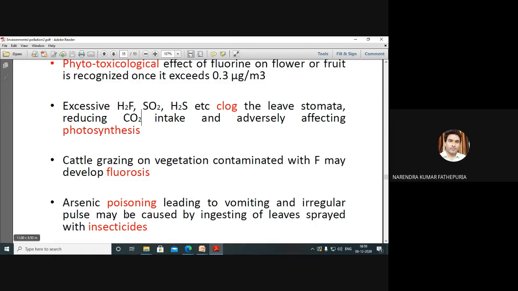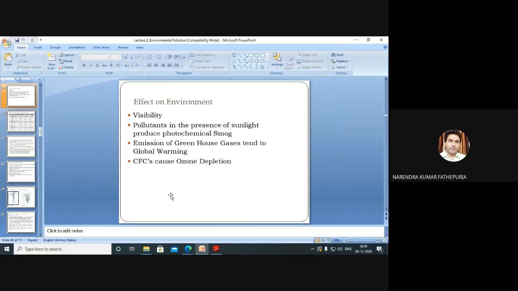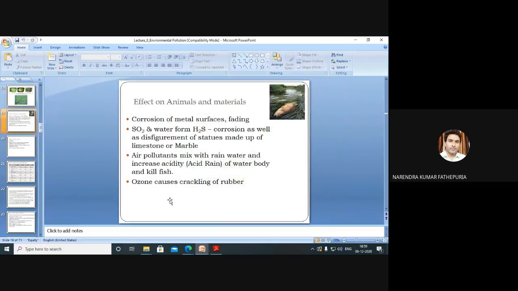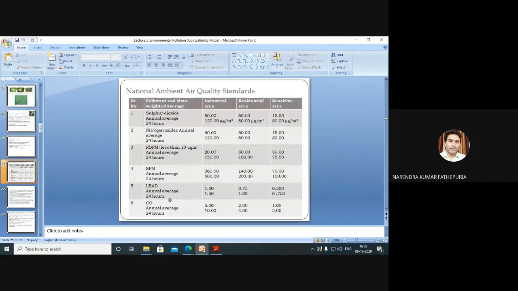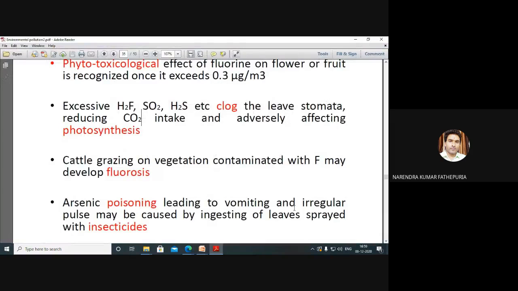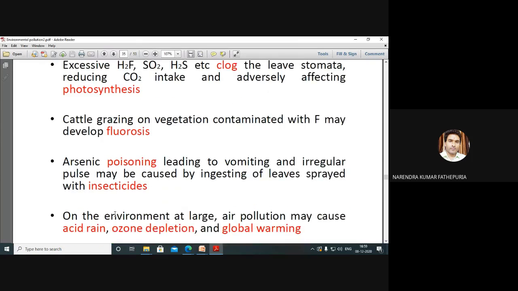And then arsenic poisoning: arsenic, lead, as I told you about the lead contaminated particles. Now, these are the main pollutants. Arsenic poisoning leads to vomiting and irregular pulse, and may be caused by ingesting leaves sprayed with insecticides, causing a lot of problems. And bioallergens are also a problem for human beings. 80% of the population is suffering from allergic symptoms. Allergy may be in the form of skin allergy, breathing allergy, and all that.